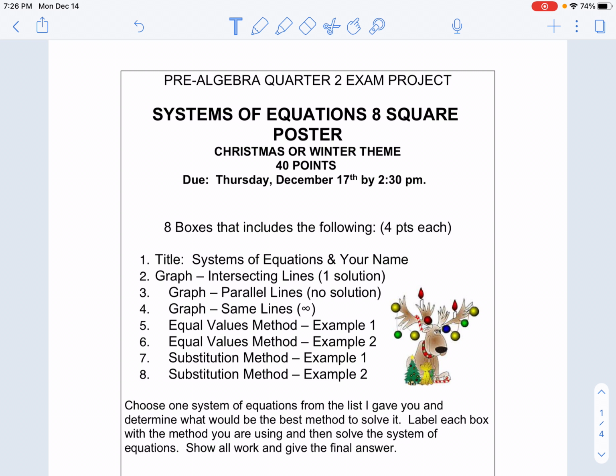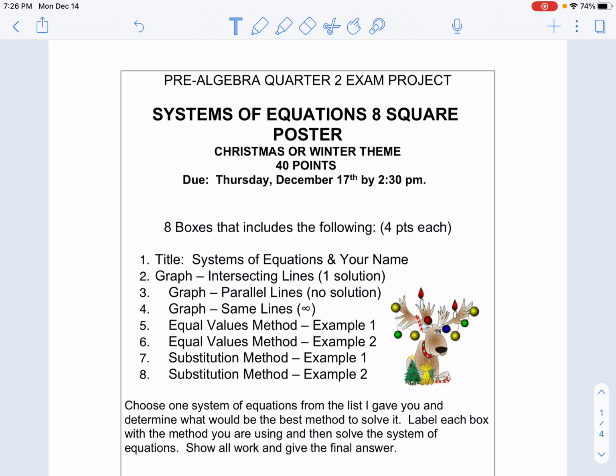So hopefully remember we did an 8 square poster already around Thanksgiving time, and you did the multi-representations poster for graphing lines. So this is going to be similar to that, except we're going to focus on our last unit of systems of equations, okay?